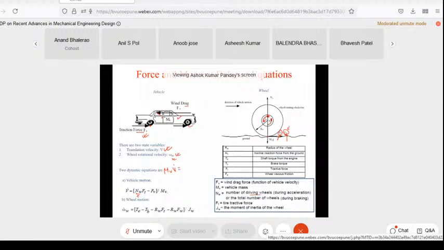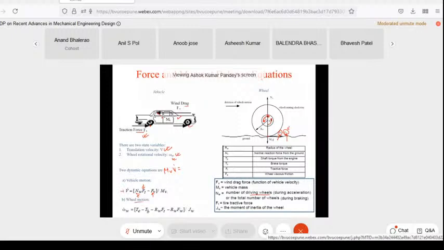If it is front wheel drive or rear wheel drive, you need to consider only that many wheels. For front wheel drive, Nw is 2. For rear wheel drive, with both the rear wheels, Nw is 2. All wheel drive, Nw is 4. So that way you will have to consider it, and the tractive force developed for each wheel has to be multiplied, and then the drag force that you are having. After that you can write down this equation.